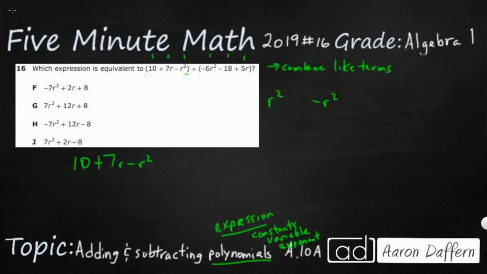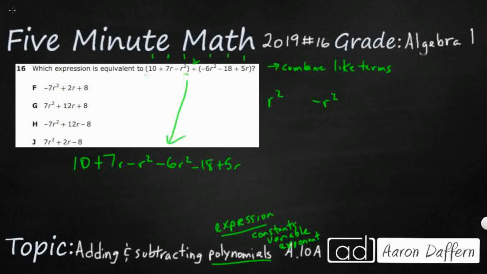Now I've got a second group here, a second polynomial, but it's actually just going to stay the same because you've got a positive on the outside. So that trinomial right there, because it's got 3 terms, we're just going to drop the parentheses, and we're just going to do minus 6r squared minus 18 plus 5r. Sometimes they'll put a polynomial together, and then they'll put a minus or negative on the outside. Well, that flips all your signs.